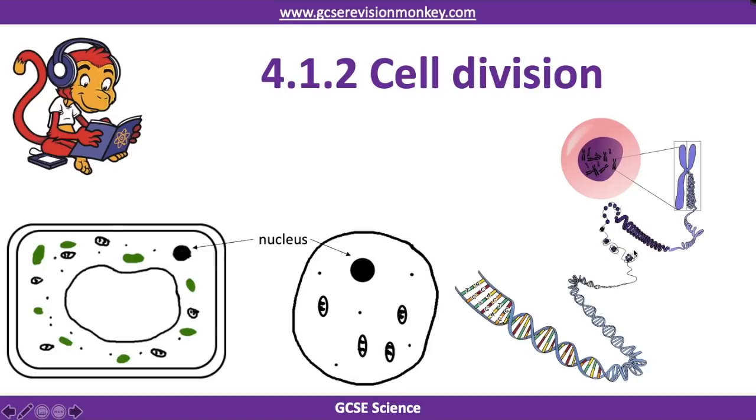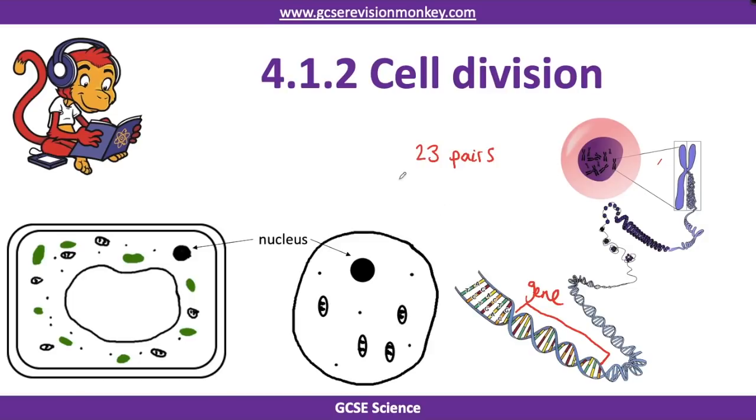Each chromosome carries a large number of genes, and a gene is a small section of a chromosome. So we could, for example, measure this length of DNA here, and this could code for a particular gene. In body cells, these chromosomes are found in pairs, so it will be different for different organisms, but for example, humans have 23 pairs of chromosomes in each body cell.